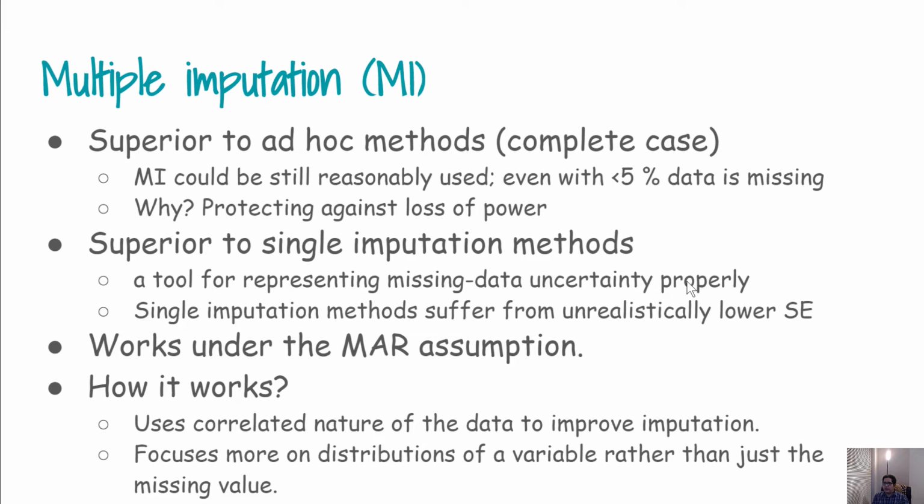And this is a bit important to understand, that predicting a reasonable value is a good thing, that's for sure, but that is not our ultimate goal. Our ultimate goal is to get rid of the bias that the missingness creates in our analysis.